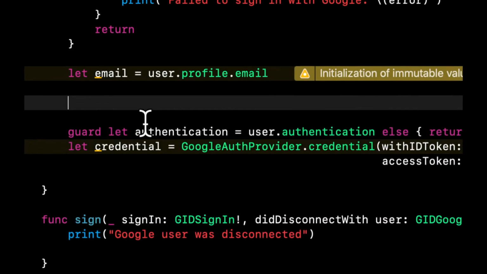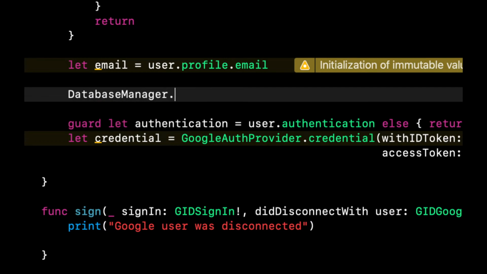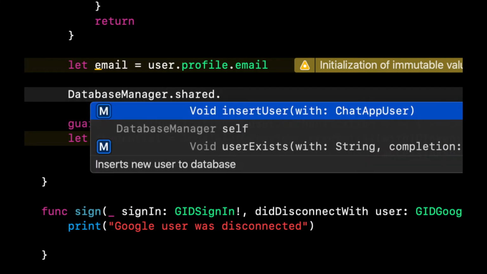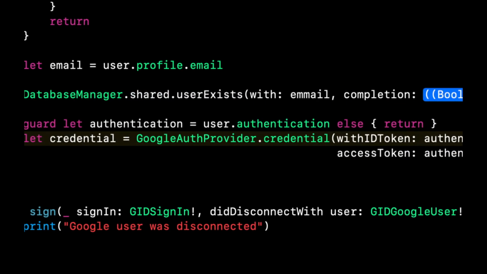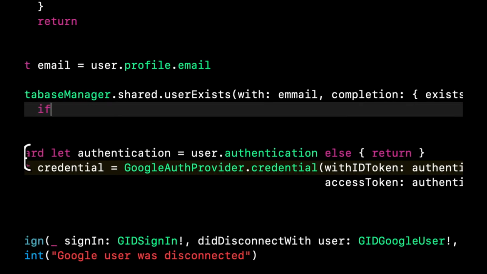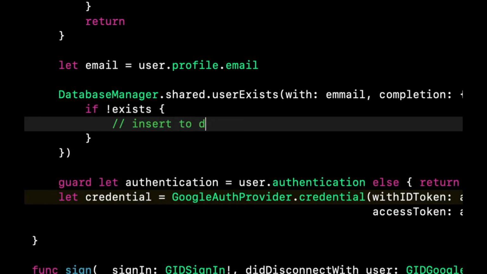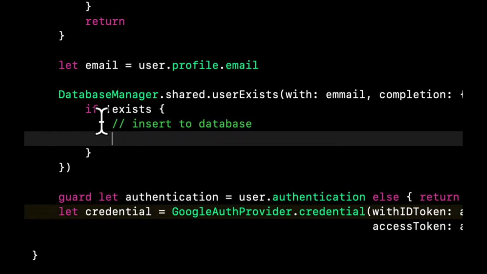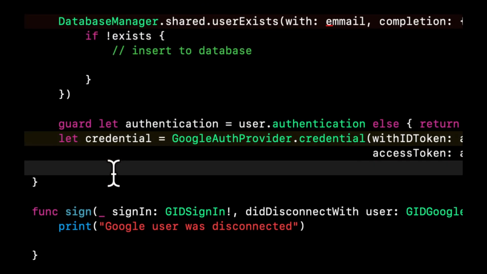And now in here, what we want to check before we trade it for a Firebase credential is database manager shared. And we want to say user exists with this email, and completion returns a boolean, so exists in. And if the user doesn't exist, we're going to insert to database. And if the user does exist, we don't want to break out of this because we're not registering. We are continuing with Google. So if the user already exists in the database, just skip this step, but still trade it for a credential.